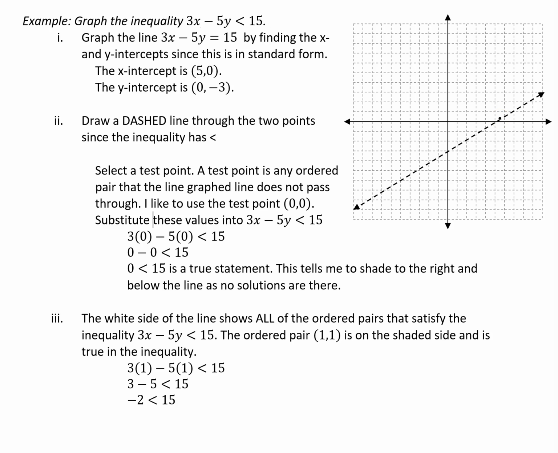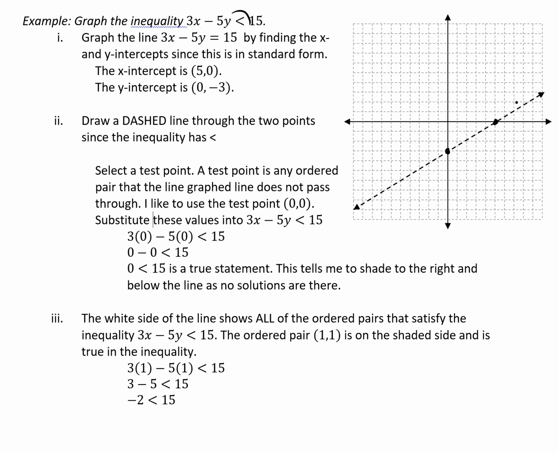So I began by plotting the x-intercept at (5, 0) and the y-intercept at (0, -3). I already have the dashed line on here, just for ease. Typically, you would have those two points to plot. Then I would draw a dashed line through these two points, and I would draw a dashed line because we have a less than in the original problem, not a less than or equal to.